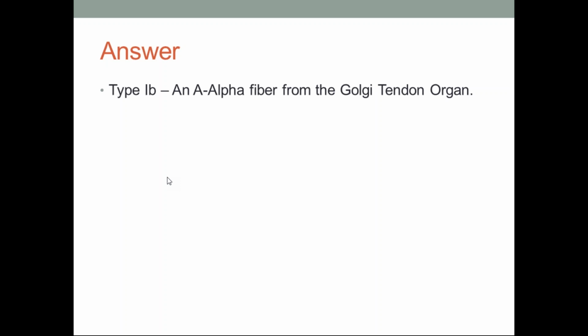Okay, so in this case, they get very specific about these neurons. Not all neurons get specific names like that, like individual neurons, but in the case of the spindle and the GTO, they do.